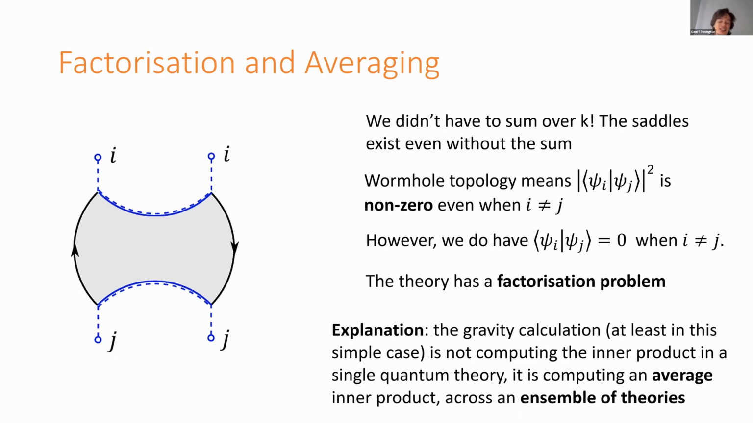The explanation for this is just that the gravity calculation, at least in this simple case, is not actually calculating an inner product in a single quantum mechanical theory. It's actually calculating the average of an inner product across a whole ensemble of theories. On average, this inner product between the two microstates is 0, but it has small random fluctuations. And so the average of its modulus squared is non-zero.